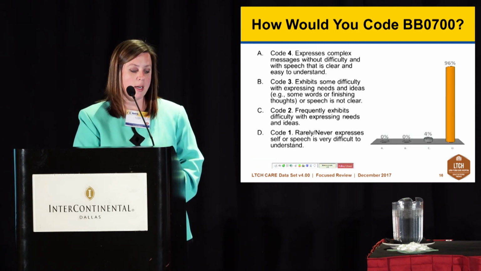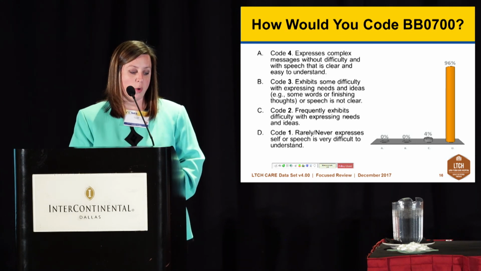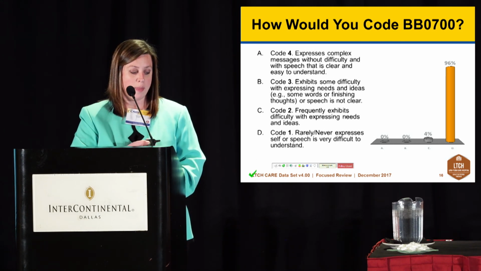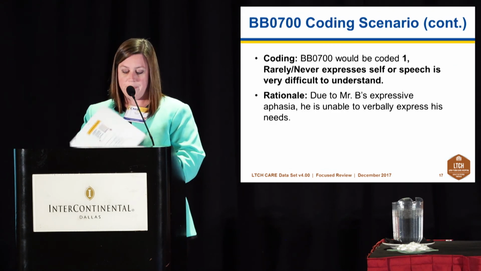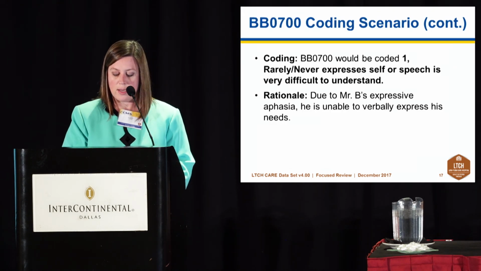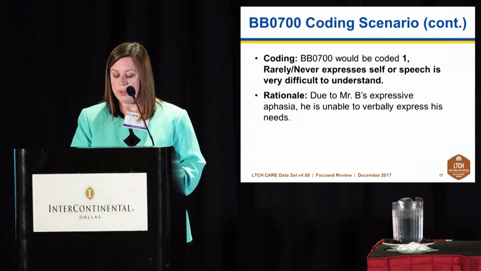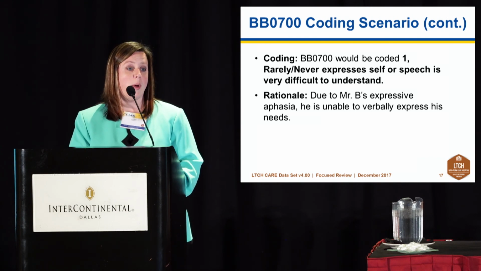Okay, so let's see how we did. 96% of you chose D, which is code 1, rarely or never expresses self or speech is very difficult to understand. And that is, of course, the correct answer. The reason that we would choose this in the scenario is that due to Mr. B's expressive aphasia, he's unable to verbally express his needs, and that was indicated by both the CNA as well as the nurse.